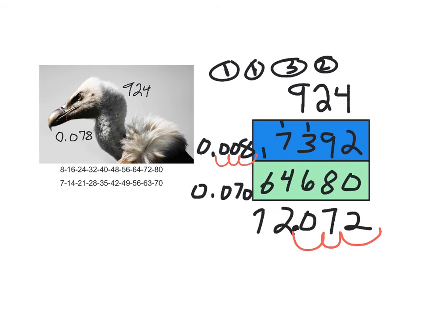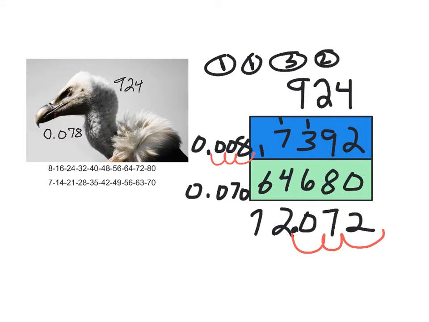And when we're talking about this, the answer is actually referring to the amount of pounds of meat that Vladimir has eaten. So he's eaten over 72 pounds, and guess what? That's a whole lot of meat, my friends. But hey, he's a pretty big vulture, so I guess that's all good, right?